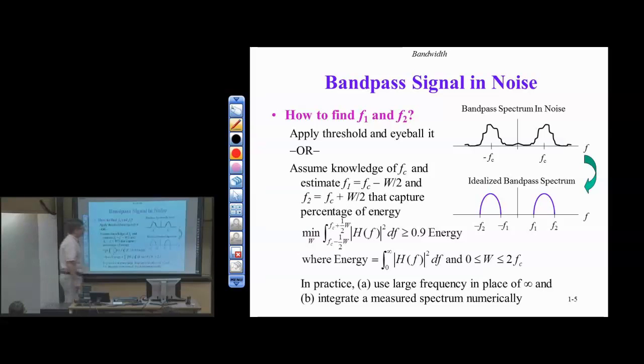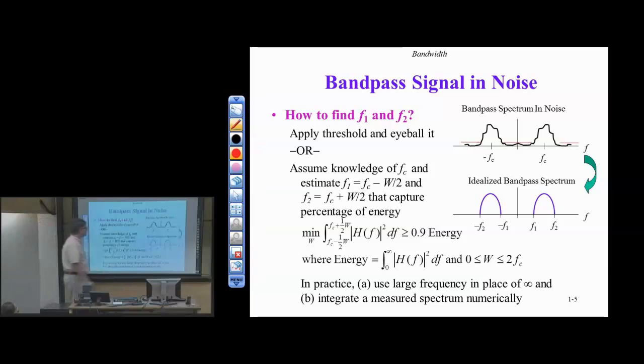And then the question is how to find F1 and F2, basically how to find the real bandwidth here, or an estimate, really, of the bandwidth. And again, if we threshold this, we can see the noise show up. The noise floor is showing up here and here. So it's noise adding on top of our signal. So then you can also see where the signal power is stronger than the noise power.